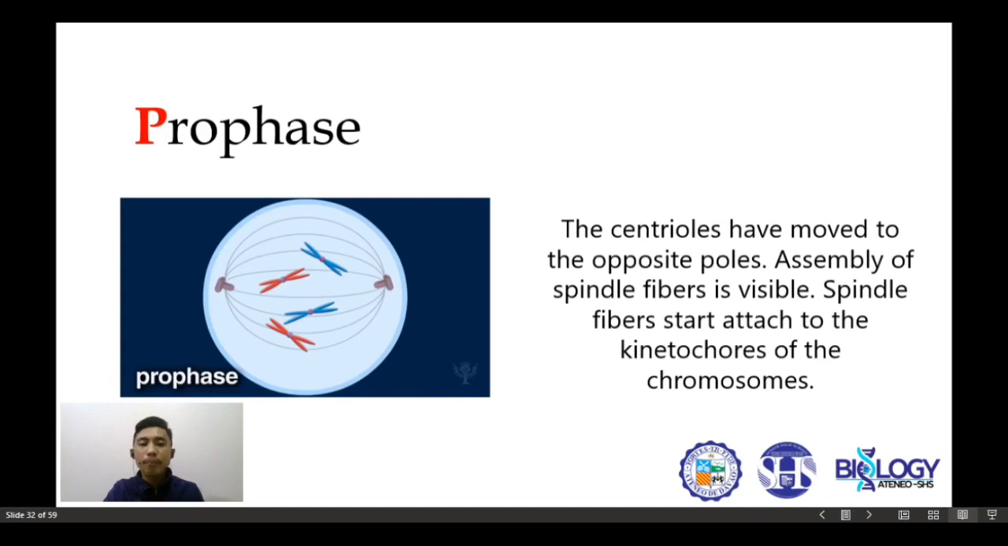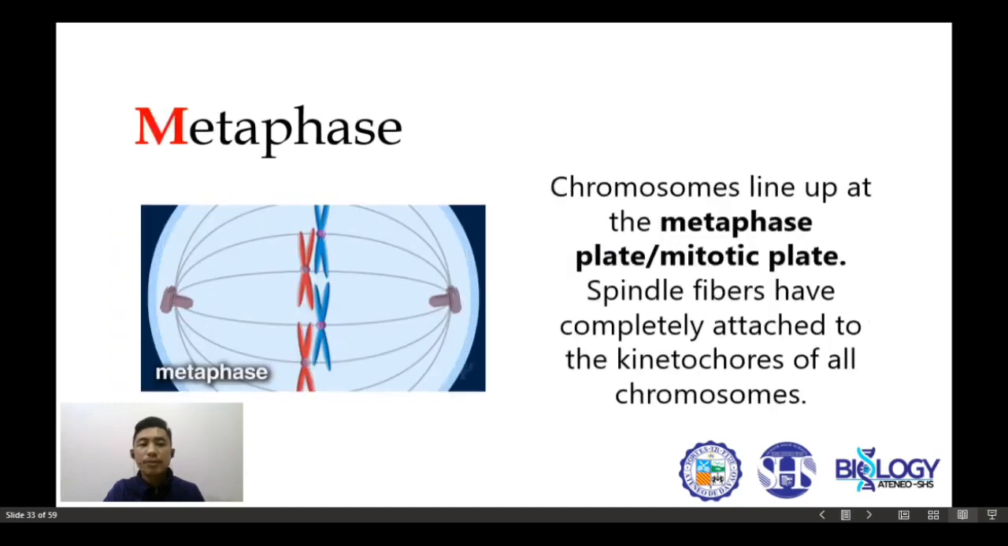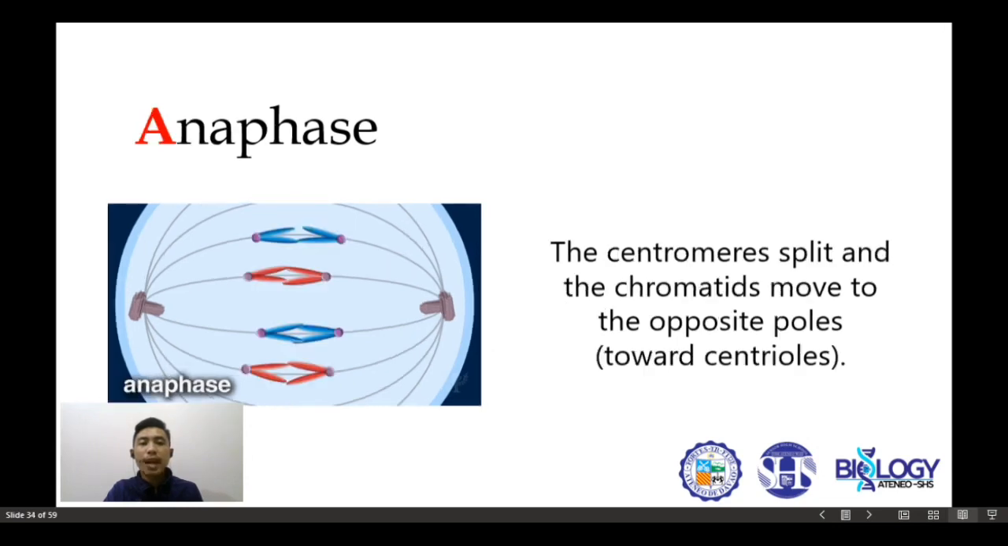Next, in metaphase, the chromosomes line up at the metaphase or mitotic plate, the central region of the cell. The attachment of the spindle fibers to the kinetochore of each chromatid is completed in this phase. So each chromatid now has an attached spindle fiber at its kinetochore. That is what happens in M phase. The M stands for middle: they align in the middle plane of the cell.